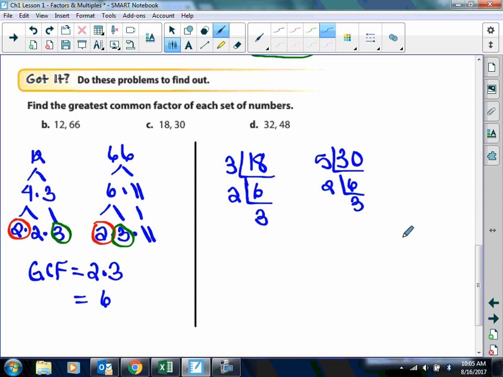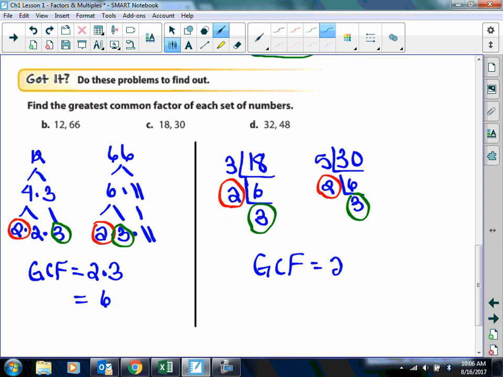And then we're done. Now, I do want to tell you that I would like for you to start with the smallest prime number. Okay? Start with the smallest prime number. So now that's done. So now we can circle what they have in common. So let's see. We've got a 2. And we've got a 3 in common. So, oh, look at that. GCF again is 6. 2 times 3 is 6.